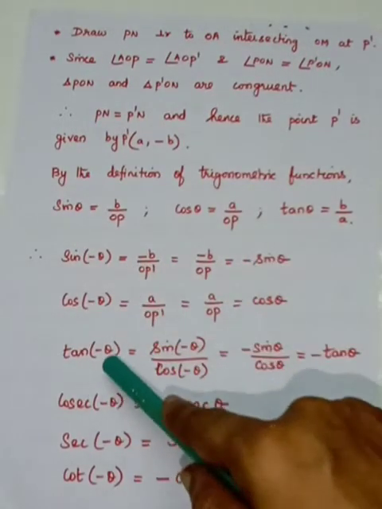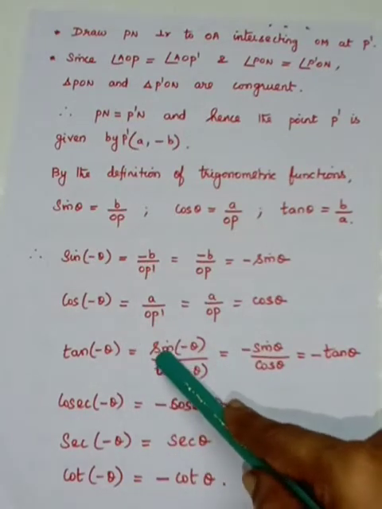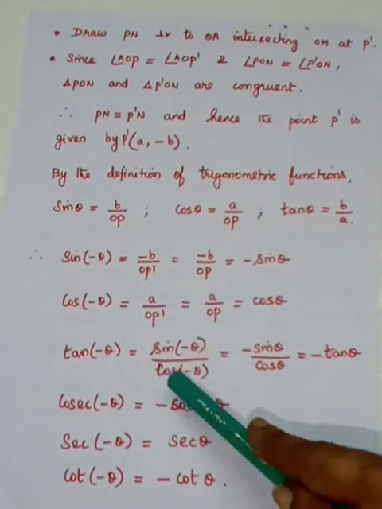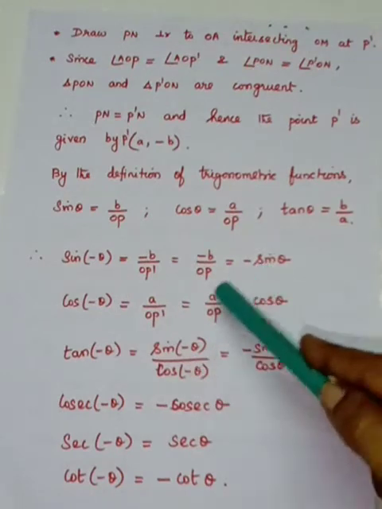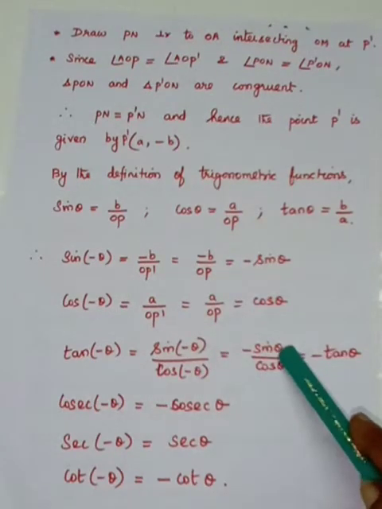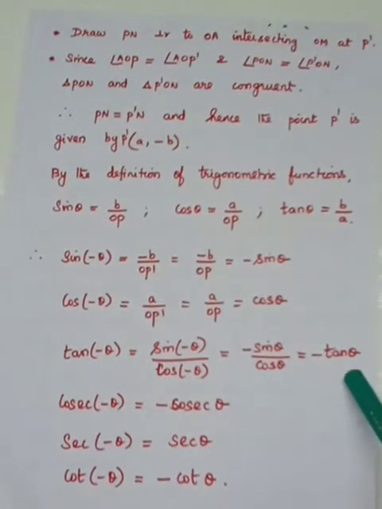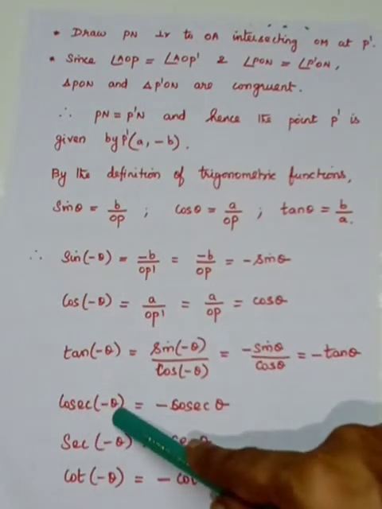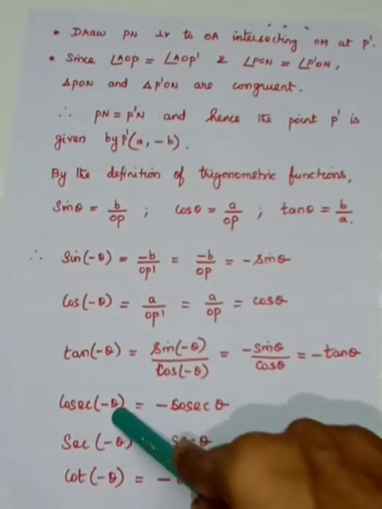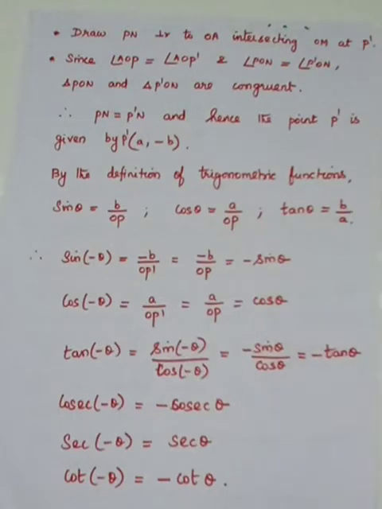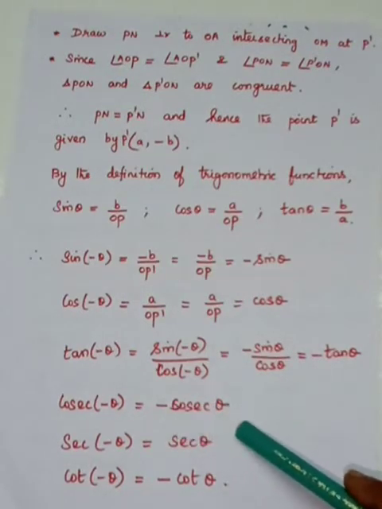So come to tan of minus theta. How will it be written? Sine of minus theta by cos of minus theta. We have proved sine of minus theta is minus sine theta, and cos of minus theta is cos theta. So that is minus tan theta. Okay, come to the reciprocals. Cosecant of minus theta, how will it be written? 1 by sine of minus theta. What is sine of minus theta? Minus sine theta. That is equal to minus cosecant theta.